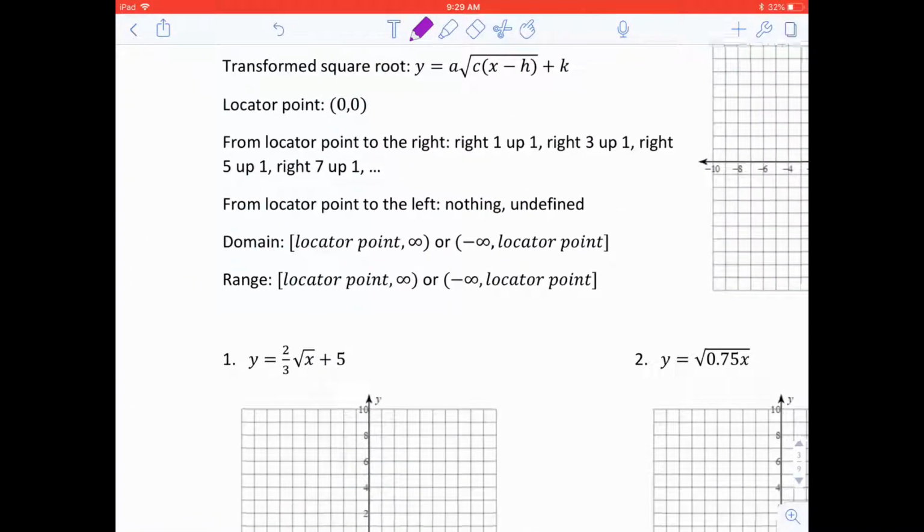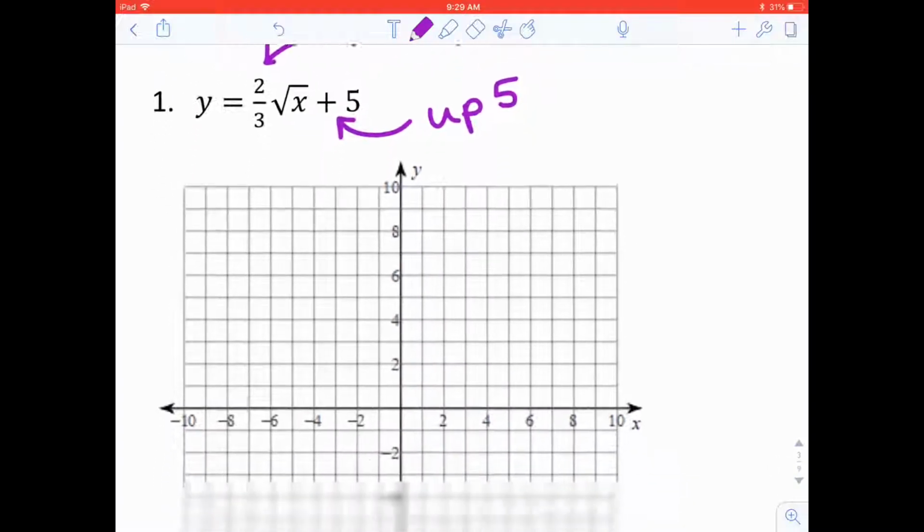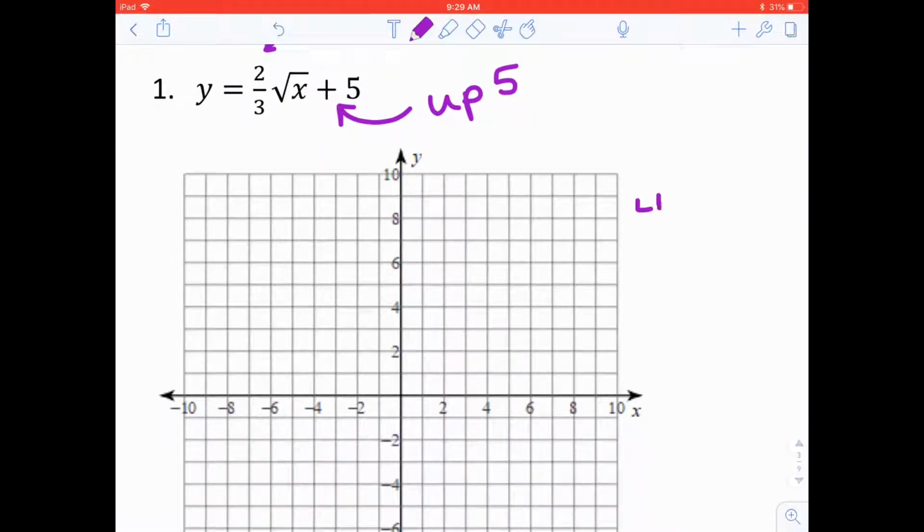All right, so here, again, we've got some transformations we're going to work with. We have a vertical compression of 2/3, okay? And then the +5 on the end tells us that it's been shifted up 5. So our original locator point was at 0, 0, but our graph has been shifted up 5, so we're not going to graph that 0, 0. Our locator point is going to be at 0, 5 this time.